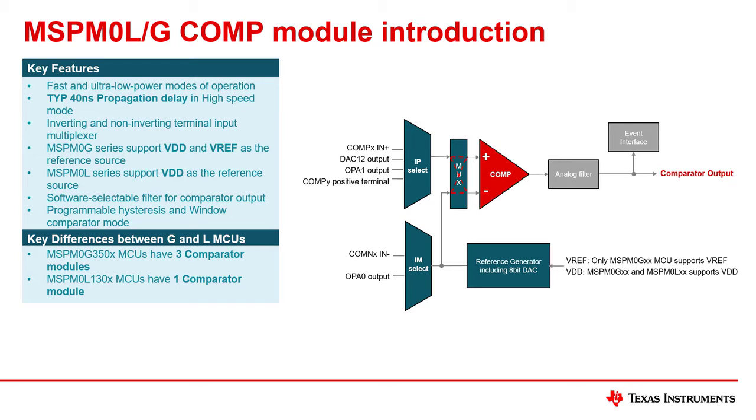The comparator module is mainly divided into two parts: the signal input part and the comparator output part. The positive input signal can use many sources, including the external comparator inputs, the DAC12 output, op-amp output, and another comparator's output. The negative input signal may also use a few different sources, such as an op-amp output, temperature sensor, or external sources.